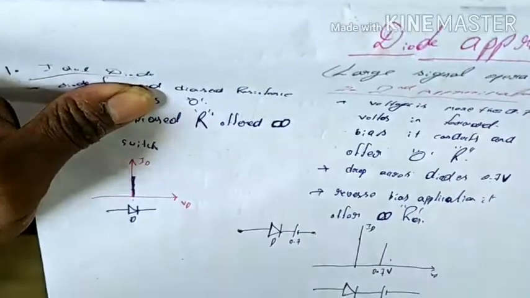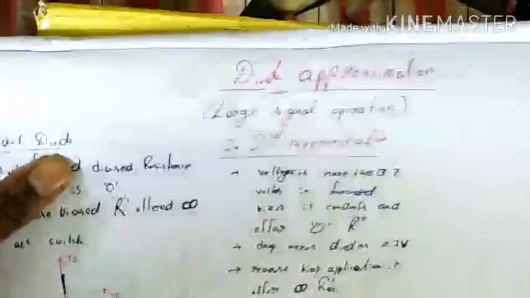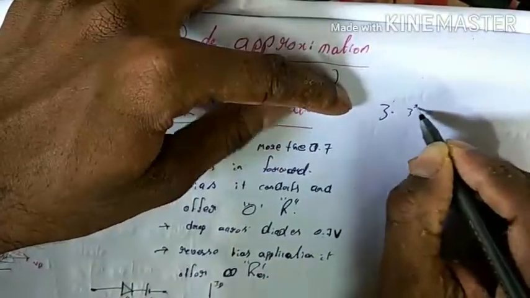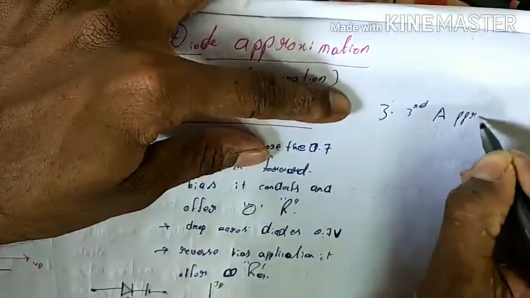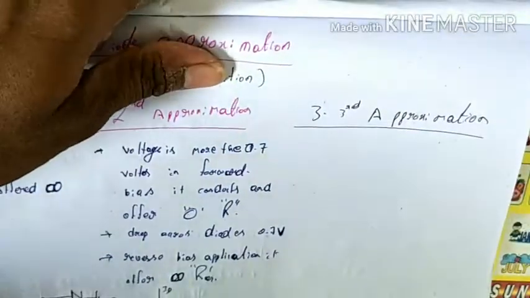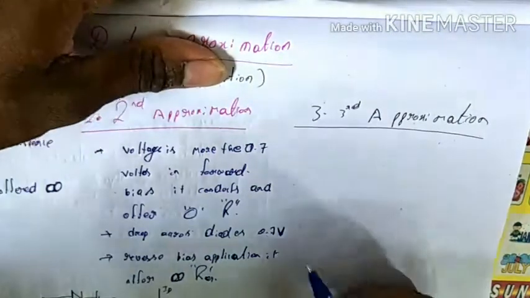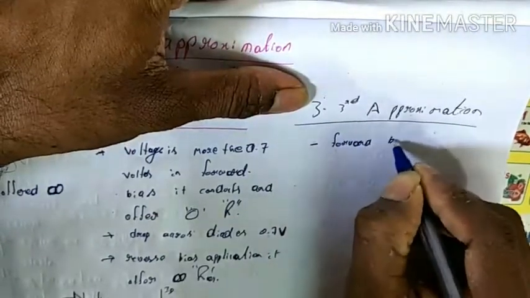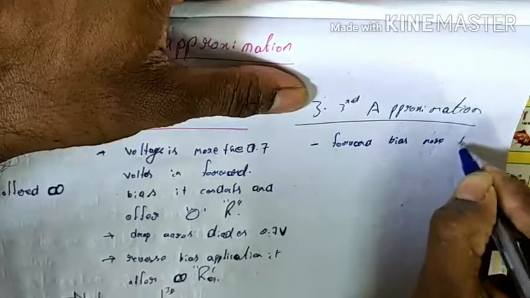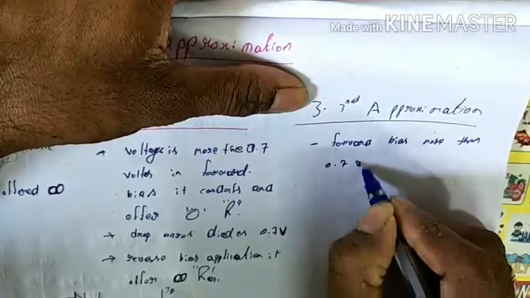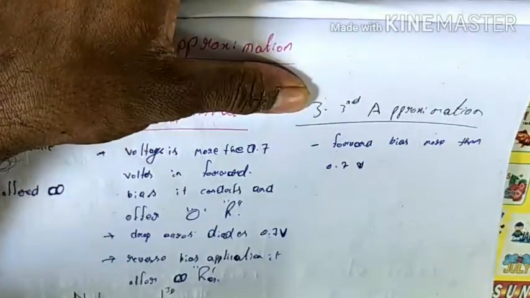Okay, now we are going for the third approximation. What is the third approximation? This one is also similar to the second approximation. Here again we are giving forward bias more than 0.7 volts, then the diode conducts.